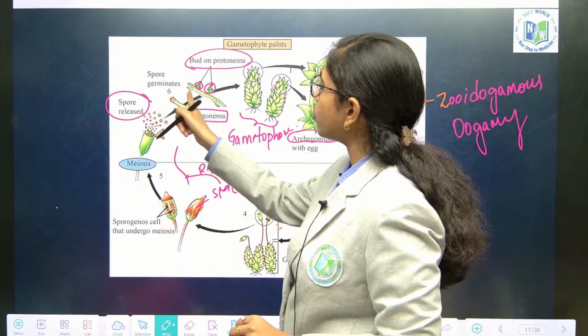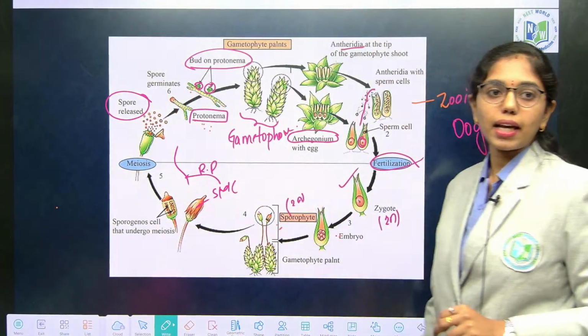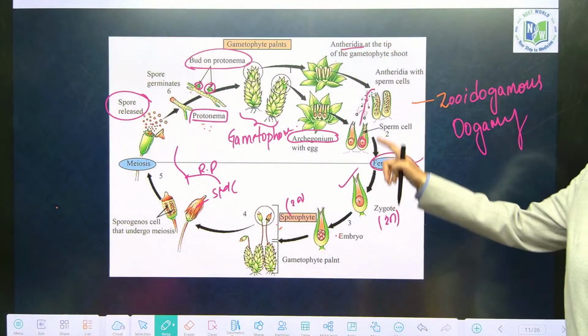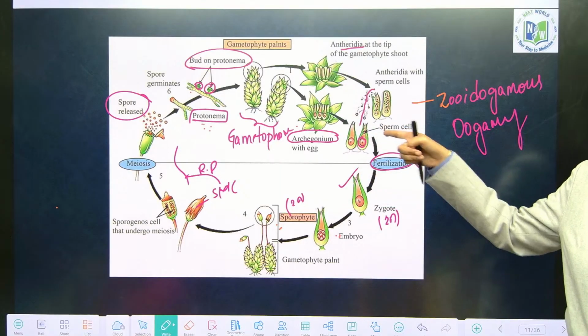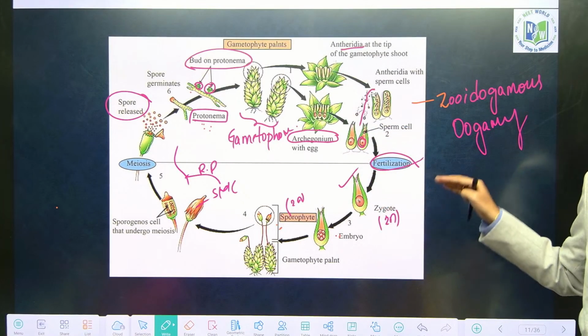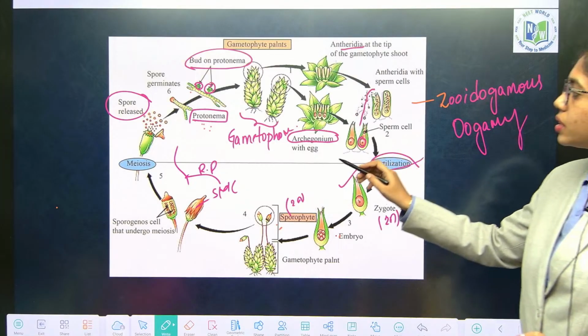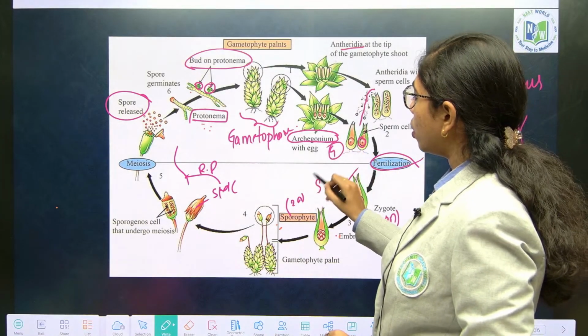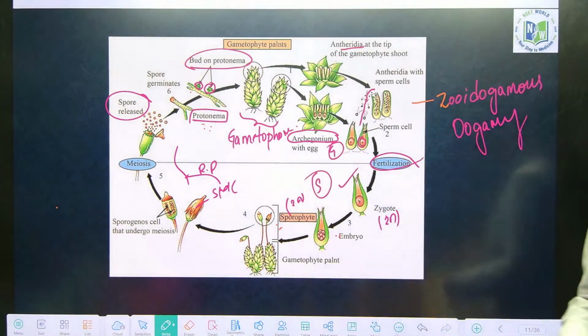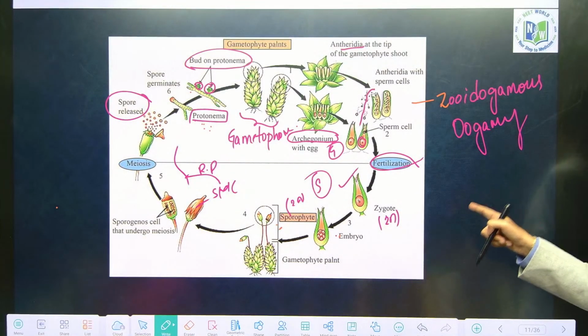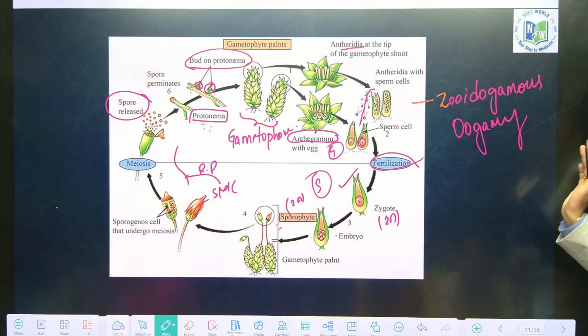And these spores will develop into what? Protonema-like structures. Can you see there are equal stages of gametophyte and sporophyte? In the complete life cycle, you can see equal stages of gametophyte and sporophyte. So that is why, what is the life cycle? Haplodiplontic life cycle. Clear till here? Bryophytes, everybody is clear with it now?